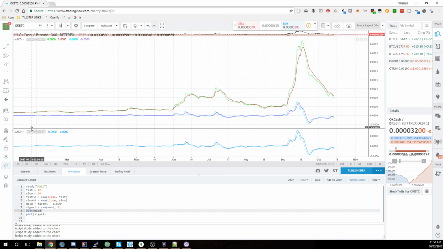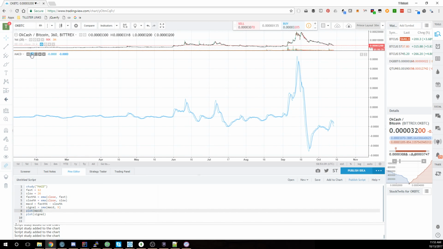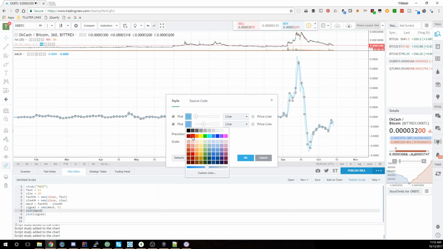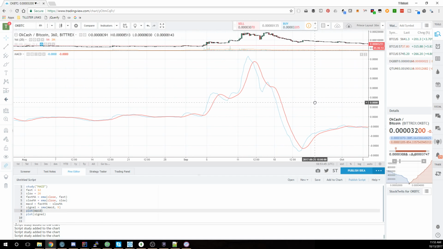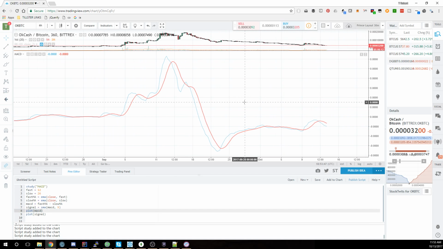Okay. And again, we'll make this easier to see. We'll close this out. There we go. And suddenly we have our nice, clean, moving average convergence divergence indicator built from scratch. This is the signal line crossing over the trend line right here.